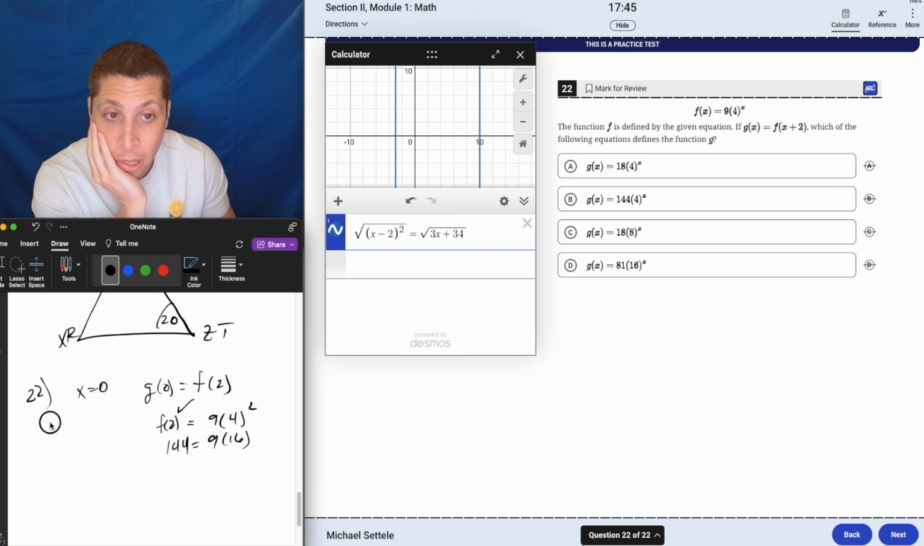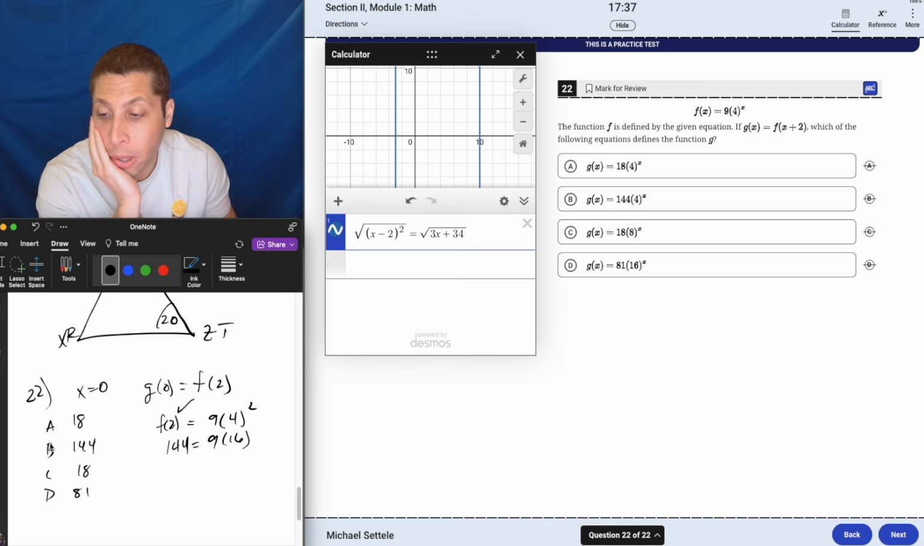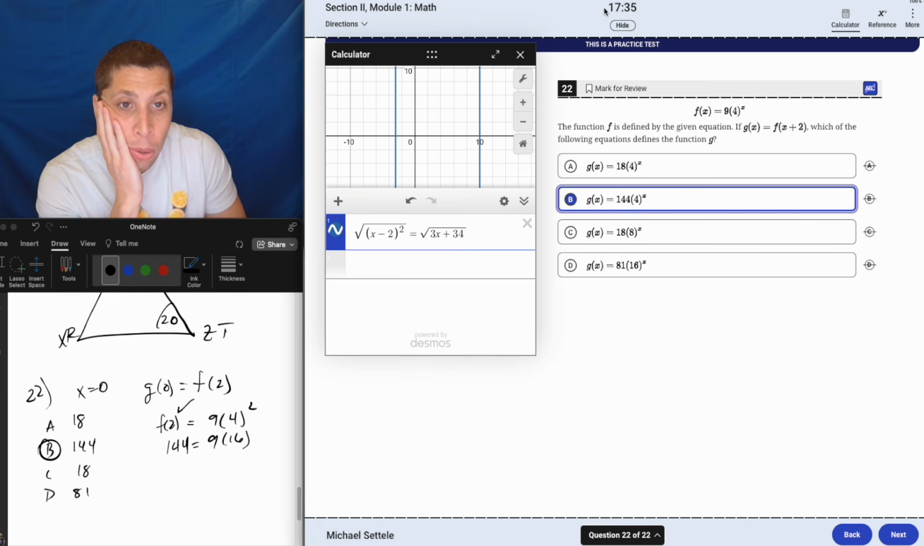So A, B, C, D, plug in 0. This would give me 18. This would give me 144. This would give me 18. This would give me 81. B. Cool. And again, we'll do this with Desmos, but let's go back to the beginning.